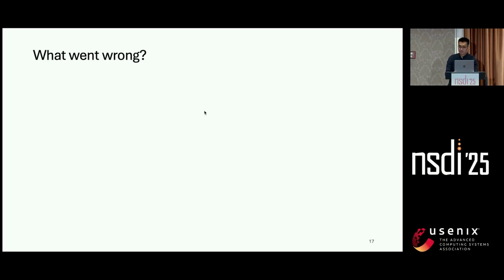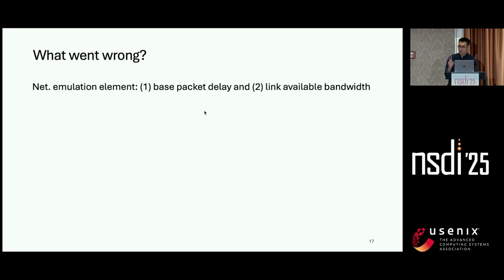So, what went wrong? In general, there are two critical elements in network emulation. The first one is the base packet delay, and the other is the available bandwidth on that link.